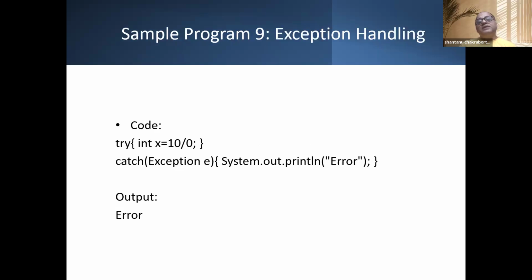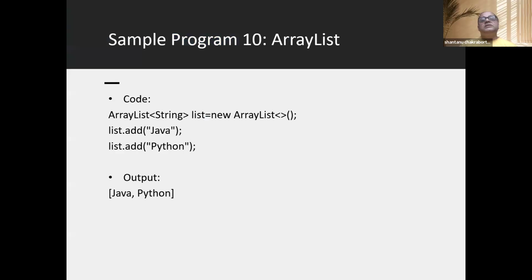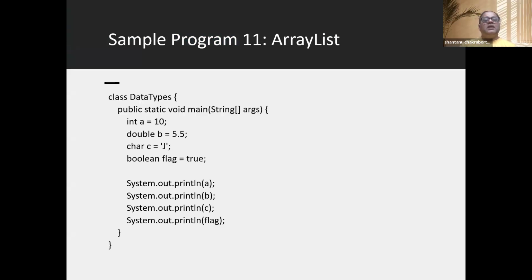This is another Java program that I have shown in the VS Code editor using the exception handling routine, that is try block, catch block, and throw block. This is a Java program in the VS Code editor that I have displayed for ArrayList, where we define an array and we create a list of data using that particular ArrayList.